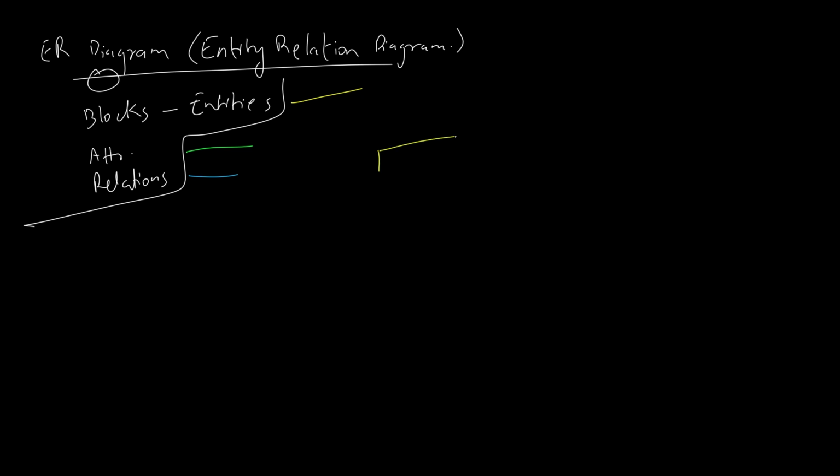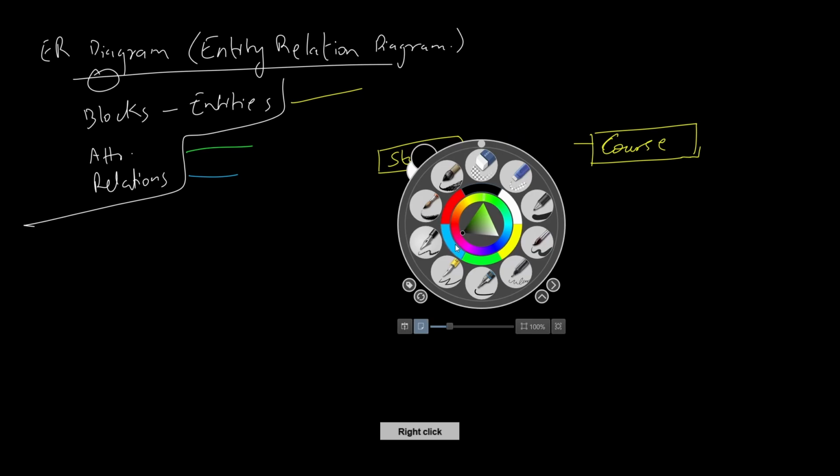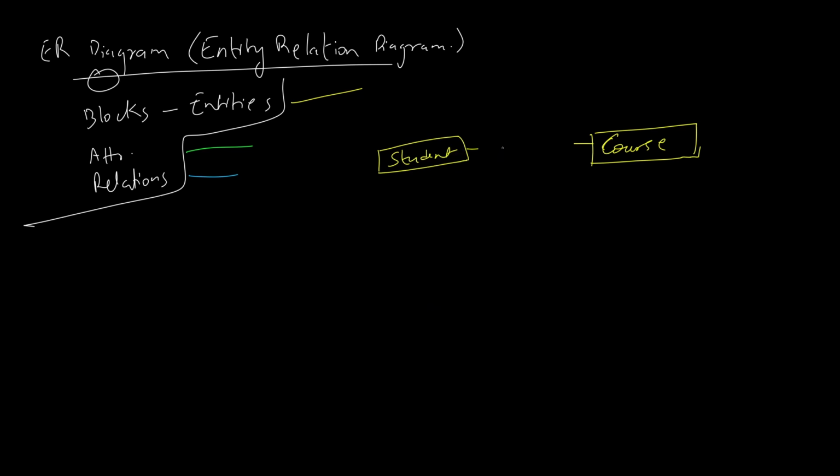Let's say this is an entity, student. Entities are represented by a rectangular box. It could be square also, it's up to you, but generally rectangular. We have course, and this is the relation. Now, to represent the relation in between, we will make a rhombus. This is a rhombus, a kite-like structure, which is called a relation between the two entities.